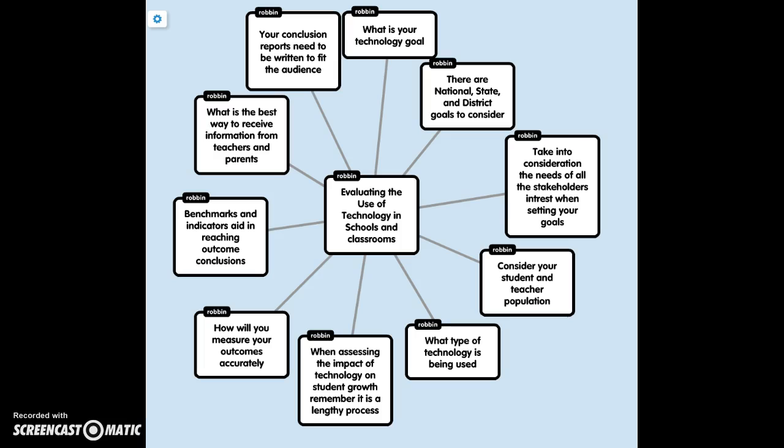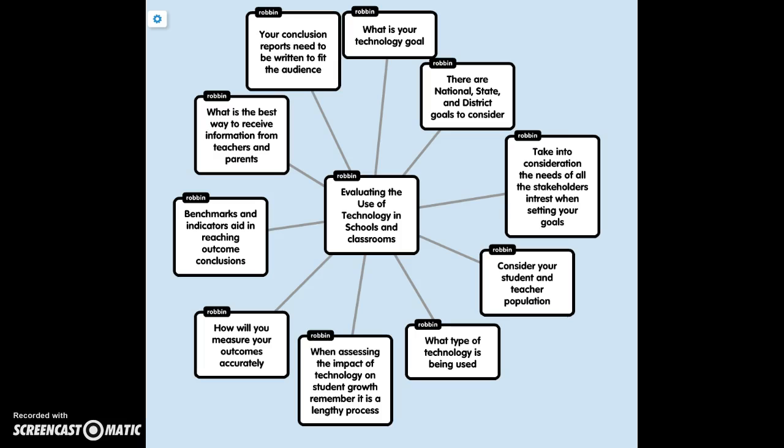The benchmarks and the indicators that are in the technology plan should aid you in reaching your outcome and conclusions. So when you set these benchmarks and indicators, be aware of what they're there for, and how you're going to exactly measure the growth or the use of technology in the classroom to determine if it is effective or if you are reaching your goals.